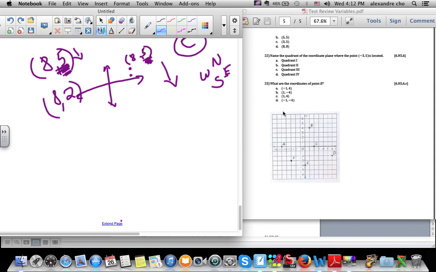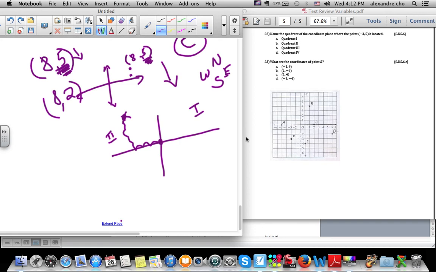22. Name the quadrant of the coordinate plane where -3 and 5 is located. And again, they didn't give you a little map, but you can always just draw it out. -3. Here's the center. It tells you to walk left 1, 2, 3, and then you're taking the elevator up 5. 1, 2, 3, 4, 5. So you're somewhere around here. What quadrant is that in? This is quadrant 1, and that's quadrant 2. And that's all you need to know. Final answer, B.